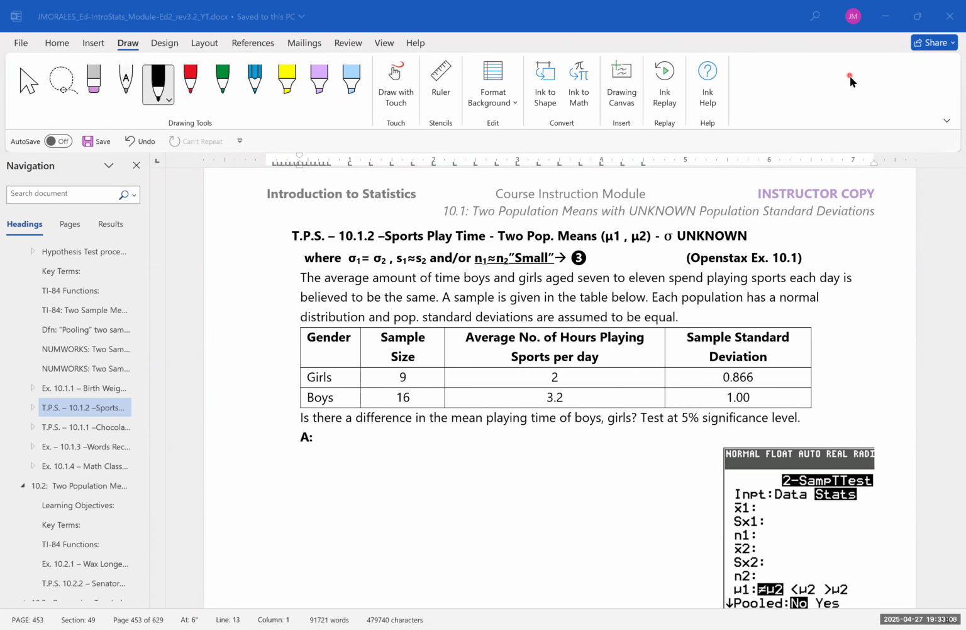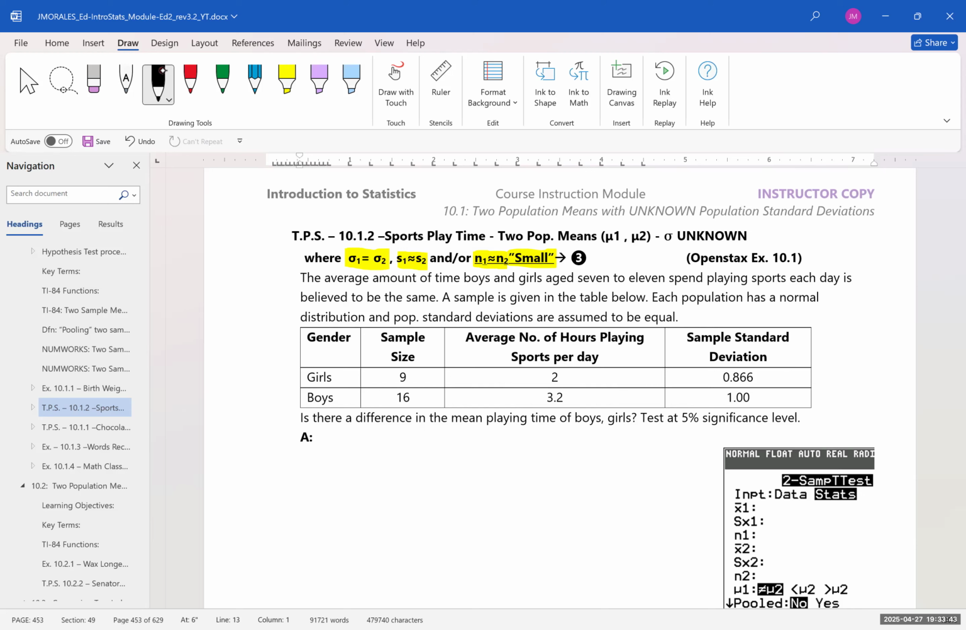Right, so let's look at this think pair share. Again, this is with two population means, where the population standard deviations are unknown. But even though they are unknown, they're still assumed to be equal. The sample standard deviations are within the same relative magnitude, and the sample sizes are again within a similar magnitude, but considered small.